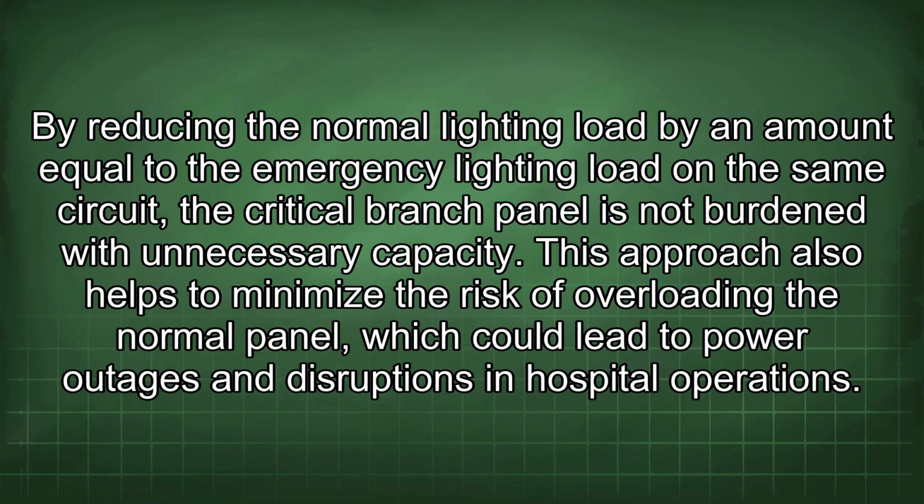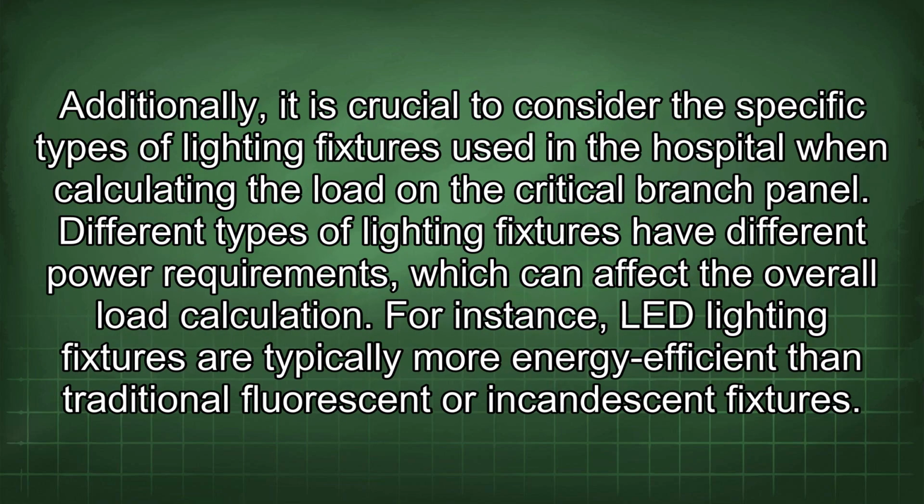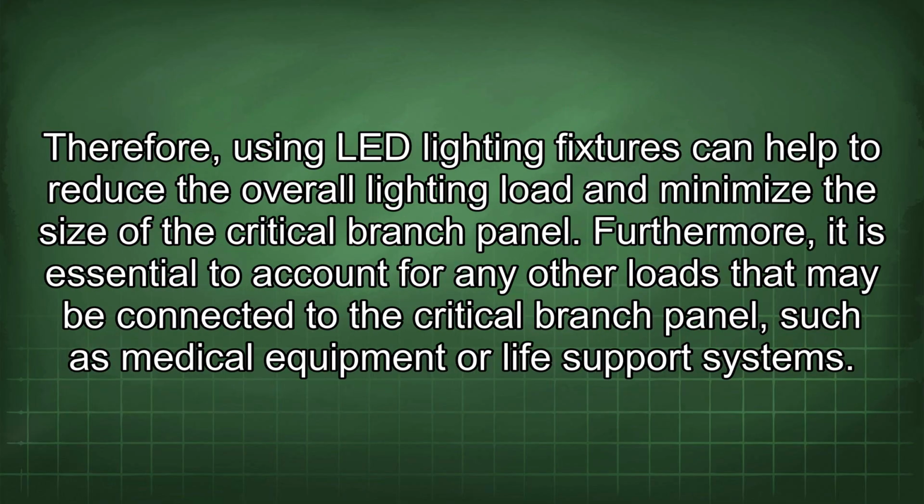Additionally, it is crucial to consider the specific types of lighting fixtures used in the hospital when calculating the load on the critical branch panel. Different types of lighting fixtures have different power requirements, which can affect the overall load calculation. For instance, LED lighting fixtures are typically more energy efficient than traditional fluorescent or incandescent fixtures. Therefore, using LED lighting fixtures can help to reduce the overall lighting load and minimize the size of the critical branch panel.